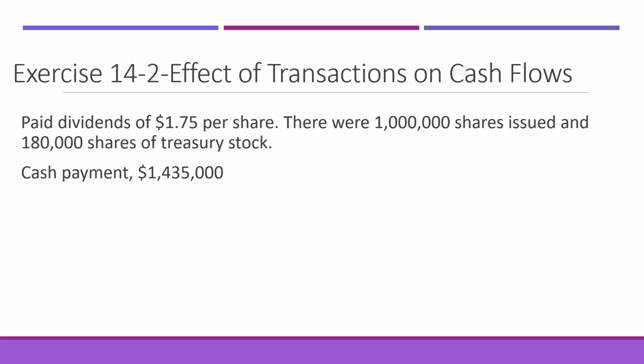And then paying dividends per share, there were 1 million shares and 180,000 of treasury stock. And so we have to compute the actual shares outstanding because we don't pay dividends to ourselves. So we take 1 million minus 180,000 and we get 820,000, multiplied by the $1.75 dividend, and we get $1,435,000 cash paid for dividends in the financing section.